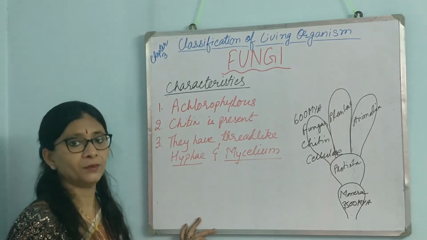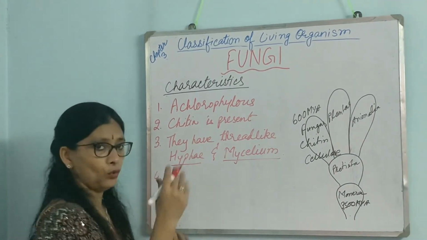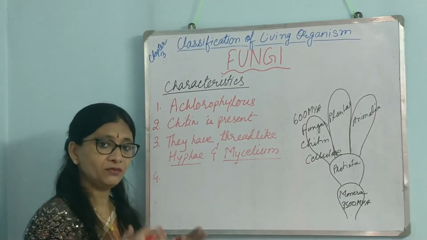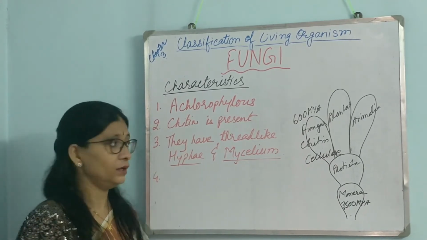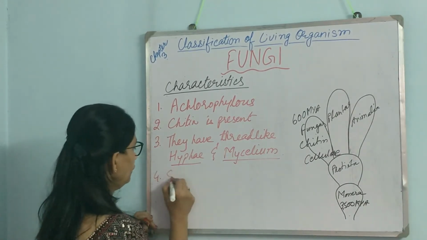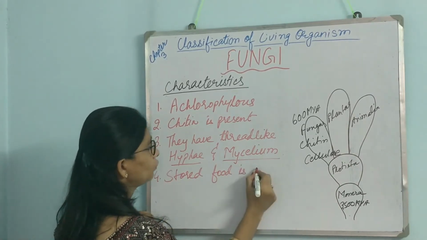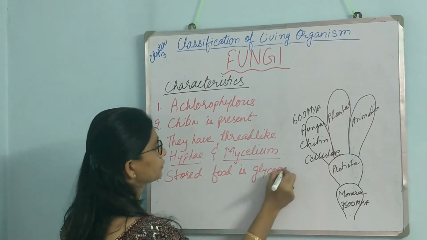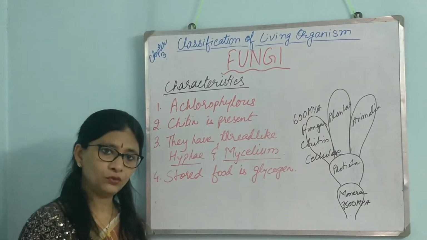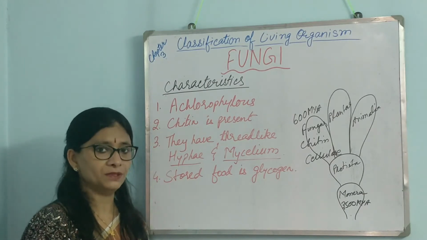Very important character: hyphae and mycelium are found only in fungus, in all the living world. So these three characters, found only in fungus, divide fungus from the rest of the living world. Then we have stored food. Stored food is glycogen. Stored food in living things is either glycogen or starch. Starch is present in plants and glycogen is present in animals and fungus.